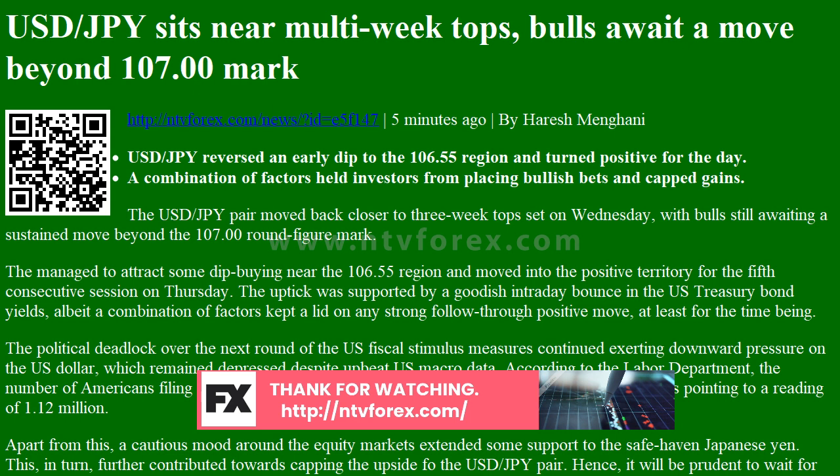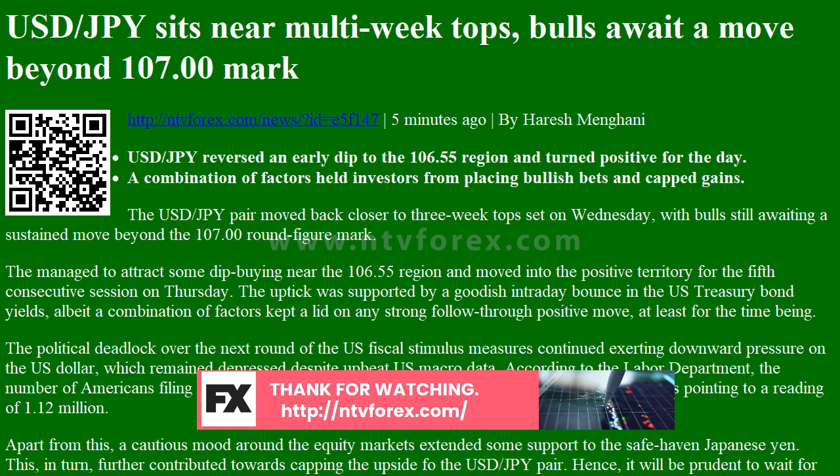Hence, it will be prudent to wait for some strong follow-through buying beyond the 107.00 mark before positioning for an extension of the recent bounce from 5-month lows. In the meantime, the broader market risk sentiment and the USD price dynamics will be looked upon for some short-term trading opportunities. Technical levels to watch.